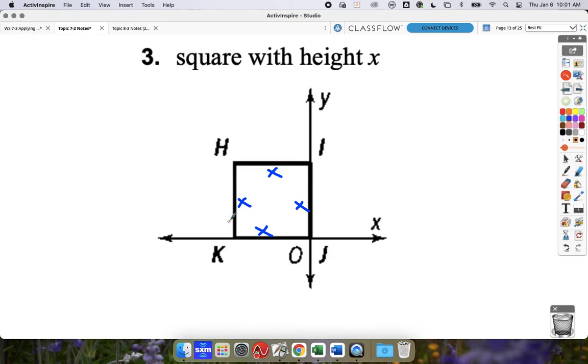Where's point J? 0. Over 0, up 0. Point I? Over 0, up X. Point H? Over X, up X, so make sure it's a negative X, positive X. Negative X. It's just a little bit of confidence, building confidence.